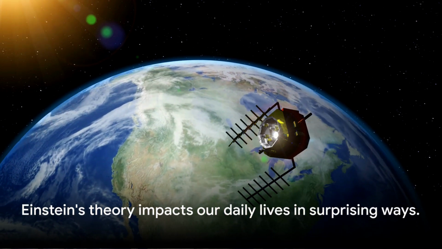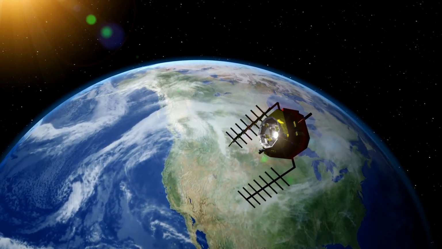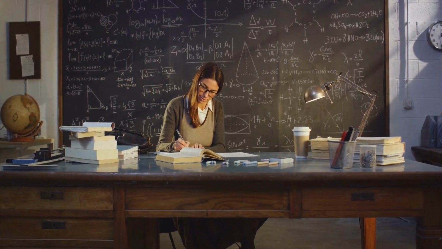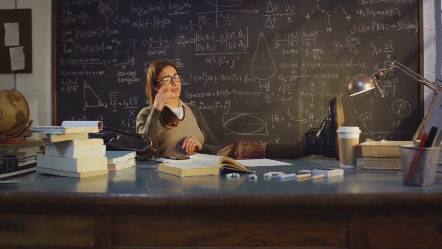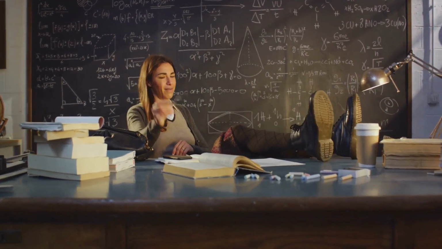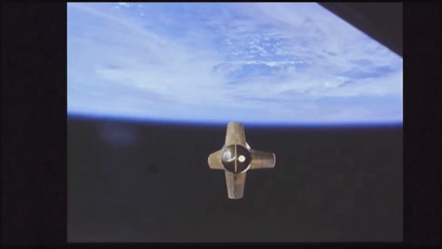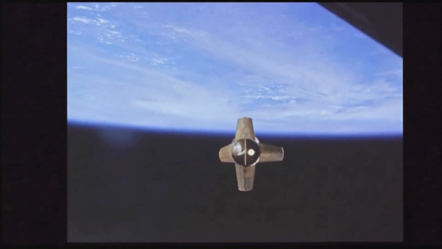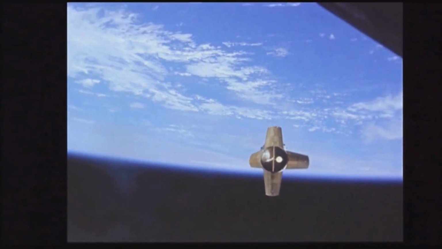It is a fascinating truth. Einstein's theory, born over a century ago, is deeply woven into the fabric of our daily lives. His concept of general relativity, a bedrock of physics, impacts us in ways we seldom realize. The most prominent example is the Global Positioning System, or GPS. This technology, which guides us from point A to B, relies heavily on Einstein's theory.